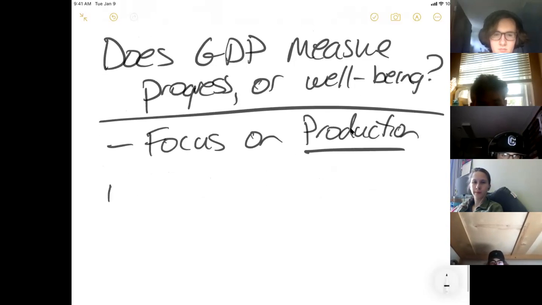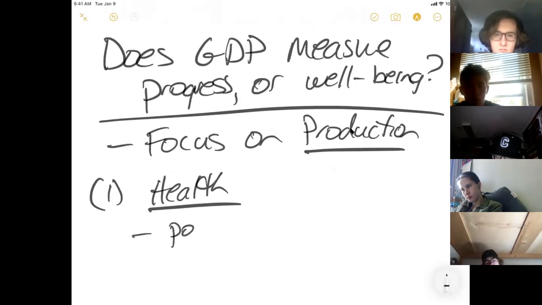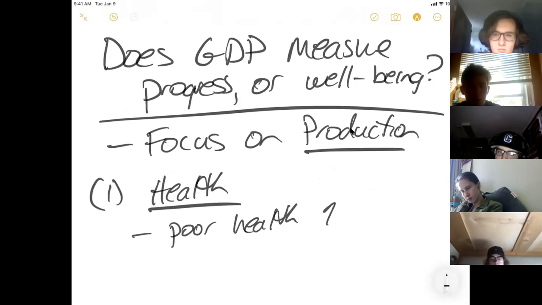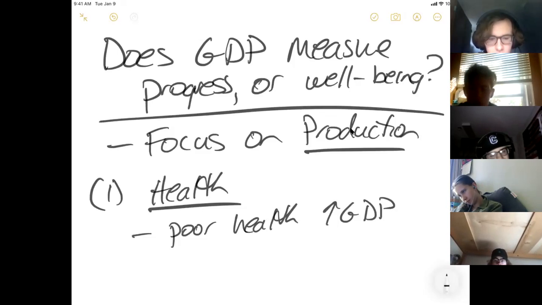Strangely enough, I'll write that down. Think about this. Surprisingly enough, poor health actually increases GDP. And you might say, why? Because what happens when you're sick? You go to the hospital, which requires the production of goods and services. You spend money. Strangely enough, poor health might actually increase GDP. That doesn't necessarily mean that you're better off.